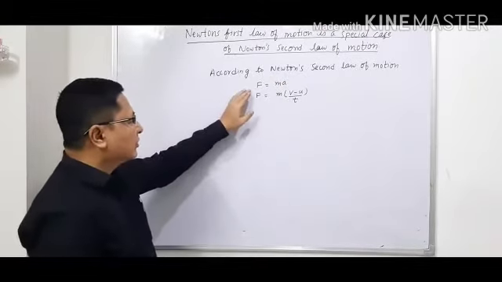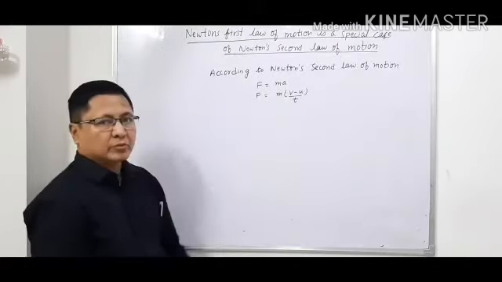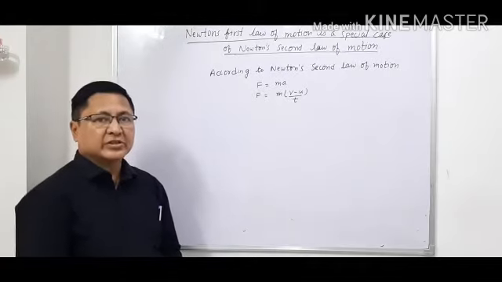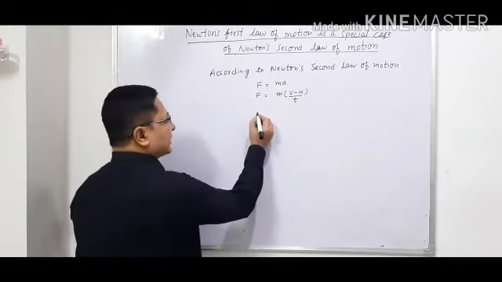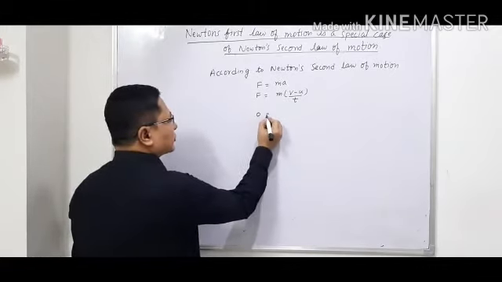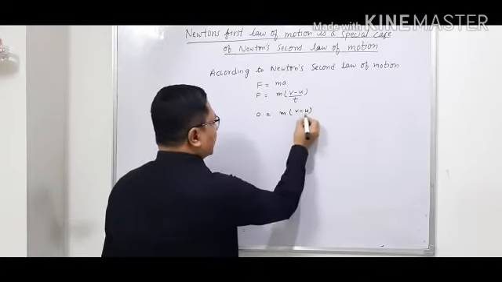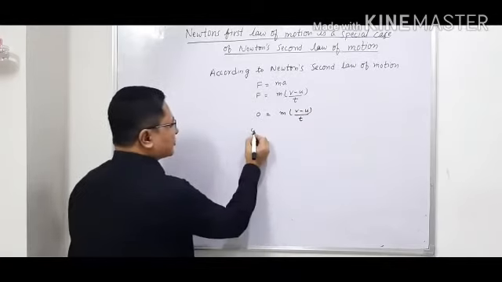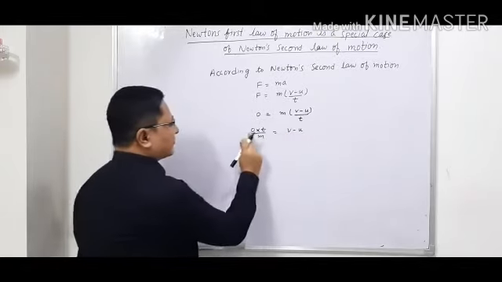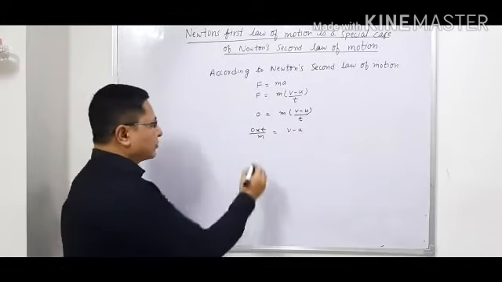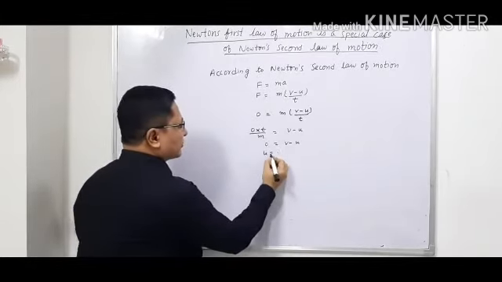We know that Newton's second law says that F = ma, that is F = m(v - u)/t. Now let us say there is no external force acting on an object. In that case, the force will become 0, so 0 = m(v - u)/t. Doing cross multiplication, 0 × t/m = v - u, and anything multiplied by 0 remains 0. So 0 = v - u, so u will be equal to v.